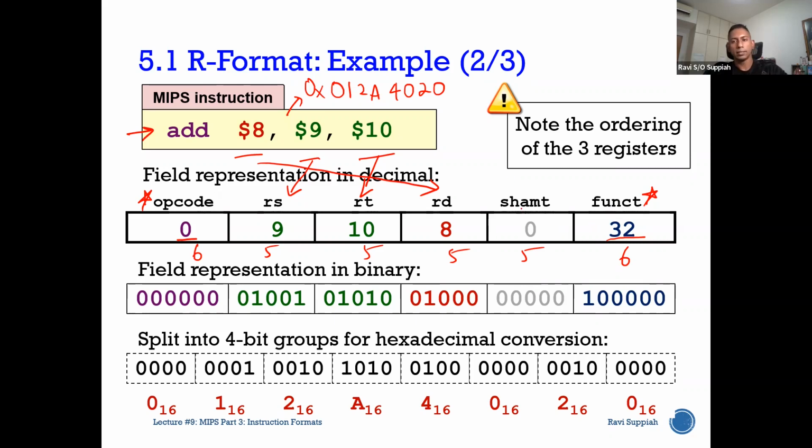The last thing we look at is the shift amount. Like I said, shift amount is only used if it is a shift instruction. If it is not a shift instruction, then the value is 0, because you're not doing any shifting. So that is the R-type instruction.